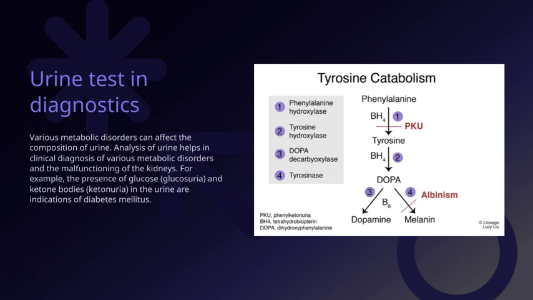For example, if we detect glucose in the urine, a condition known as glucosuria, or ketone bodies, which is ketonuria, it can point toward diabetes mellitus. These indicators are crucial because they help us understand what's happening inside the body and guide appropriate treatment. So, in essence, urine tests are an essential part of diagnostics, providing insight into metabolic health and kidney function, and play a key role in diagnosing conditions like diabetes.